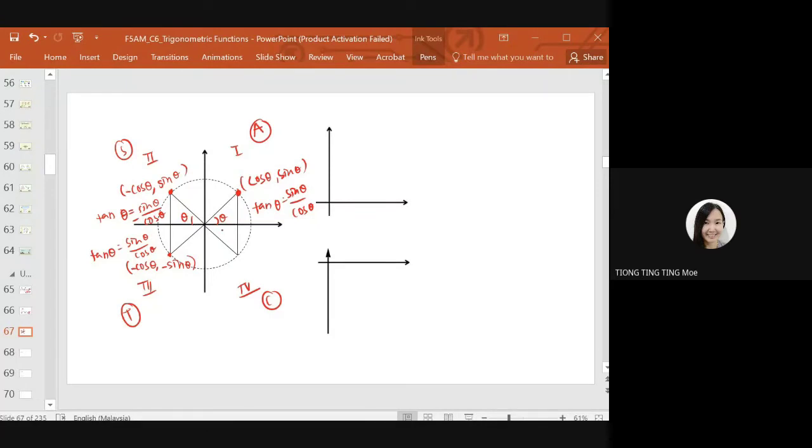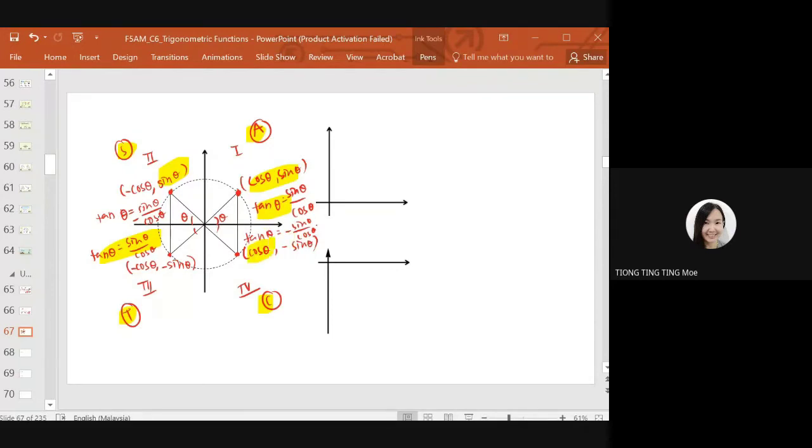Then we'll go to the last one. We look at this point. Then we look at the x coordinate. The x coordinate is positive, so it's cos theta. Then we look at the y coordinate. The y coordinate is negative, negative sin theta. So again, the tangent is negative: negative sin over cos. So from here, cos is positive. You see here, this one all positive. Here only sin positive. Here only tangent positive. And here only cos positive.